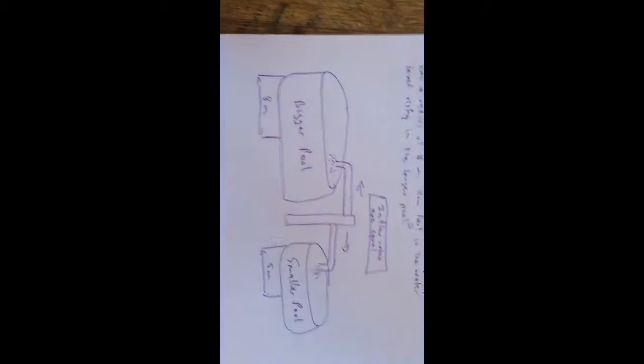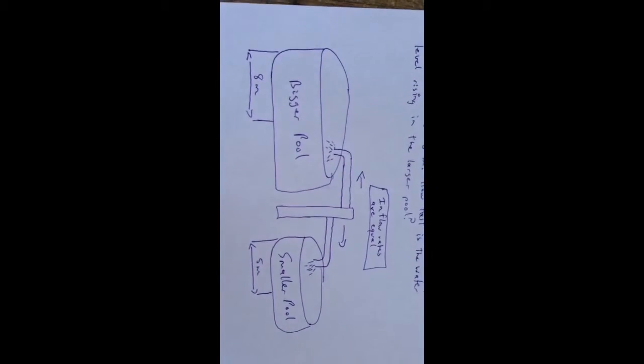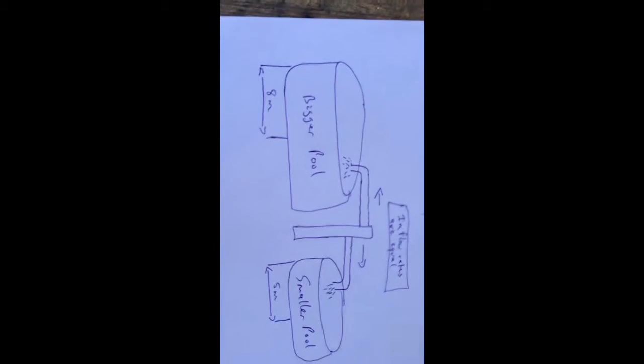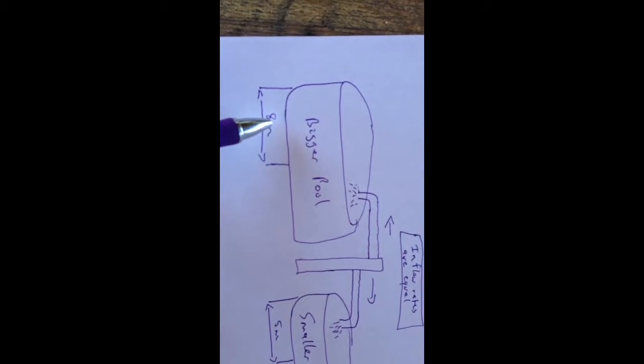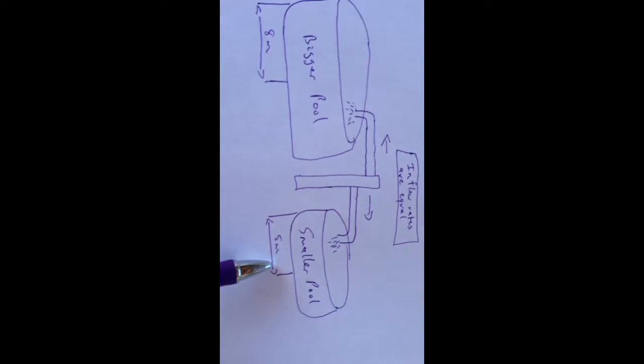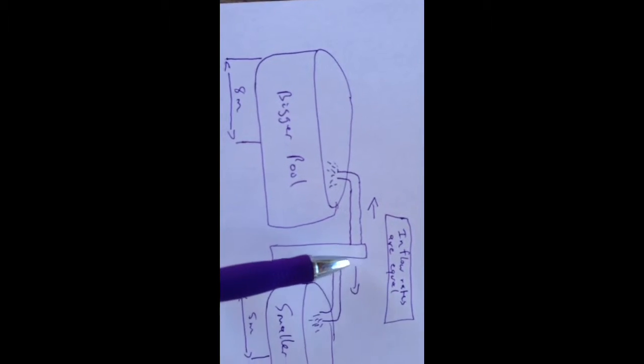Okay, and here's a little diagram of the problem. So as we can see, the bigger pool has a radius of 8 meters, and then the small pool has a radius of 5 meters. And then they tell us that the change in rates are equal.